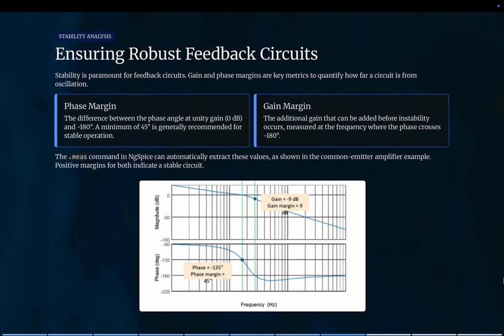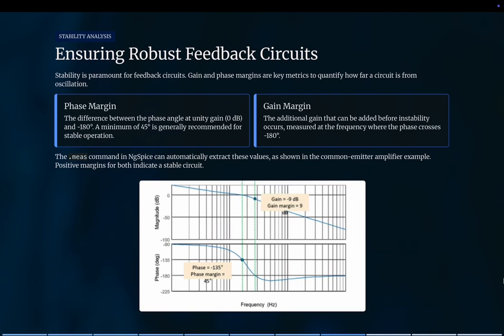Okay, the next part is extracting gain, phase, and stability margins. For stability analysis, we need 2 critical measurements. The first one is phase margin: the difference between your circuit's phase at unity gain and minus 180 degrees. You want at least 45 degrees for good stability and fast response without much delay. The second one is gain margin: how much additional gain you can add before the circuit becomes unstable at the frequency where phase crosses minus 180 degrees.